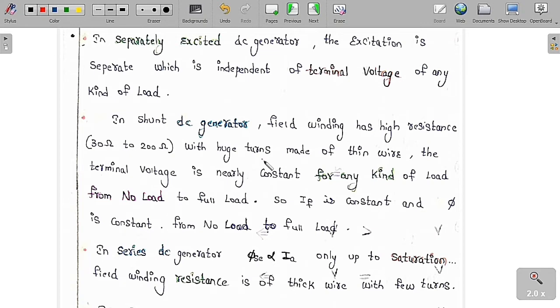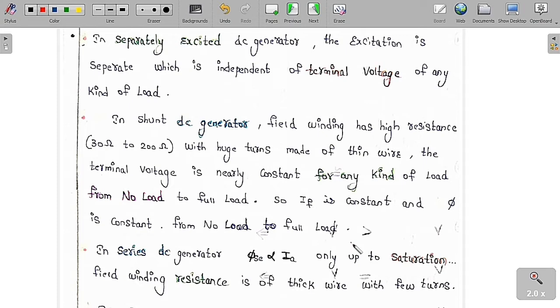The area is less, so they have a huge amount of resistance, and the terminal voltage is nearly constant for any kind of load from no load to full load. The variation of the terminal voltage from no load to full load is almost nil. So IF is also constant, and the flux is also constant from no load to full load. This is basically the principle of the DC shunt generator.